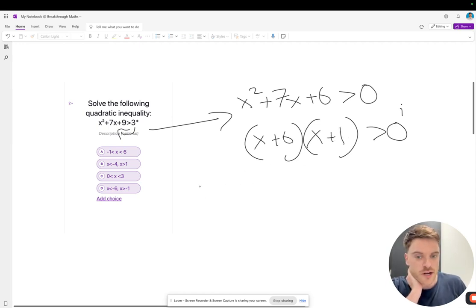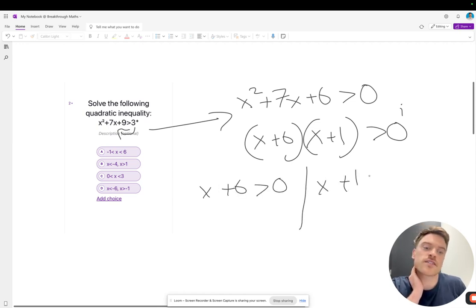And then you break it out for yourself. x plus 6 greater than 0, x plus 1 greater than 0. And you finish it off here. x is greater than minus 6, x is greater than minus 1.